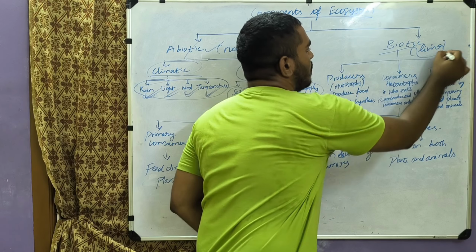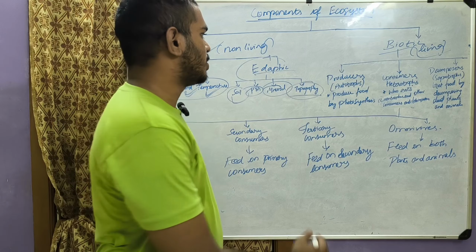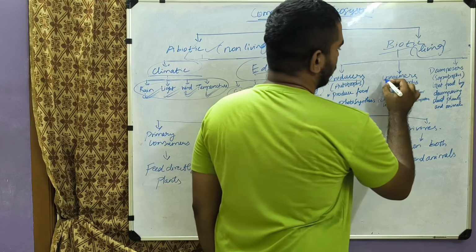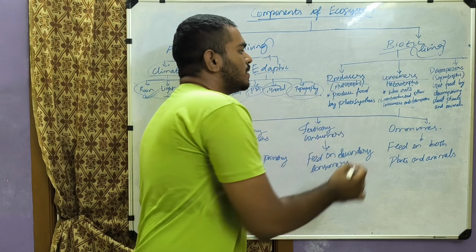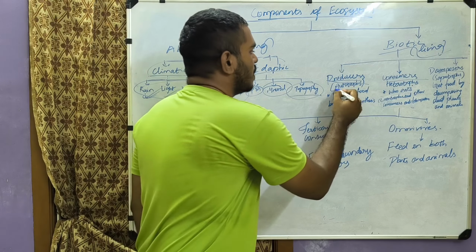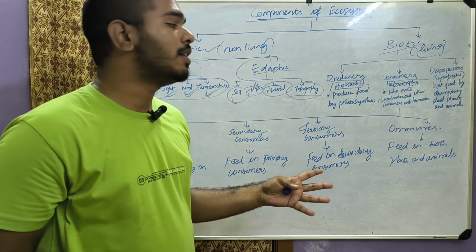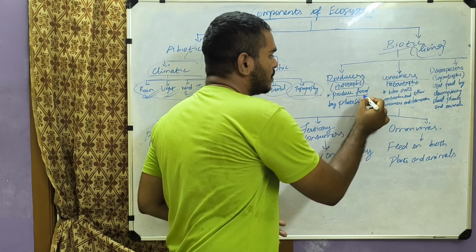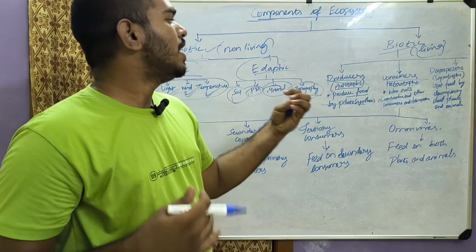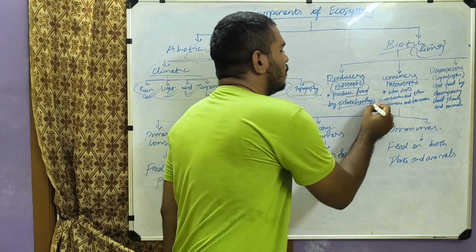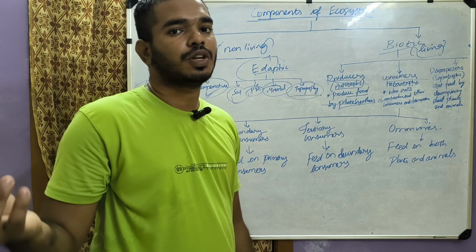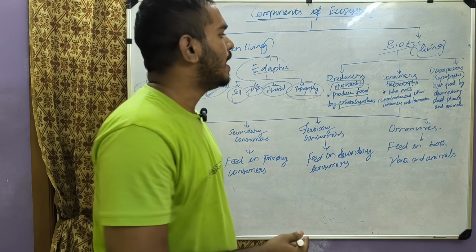Next one is the biotic component of an ecosystem. The biotic component of an ecosystem consists of three parts. First one is producers. Producers are also known as autotrophs. A producer is not only a plant, it is an organism which produces food through photosynthesis. Photosynthesis is the production of food using sunlight.